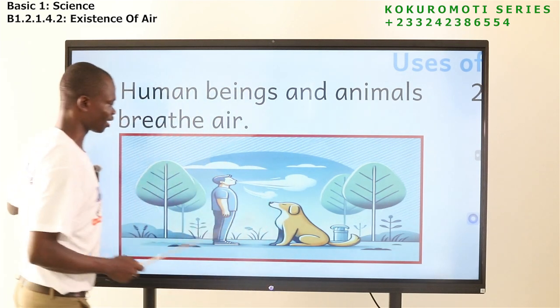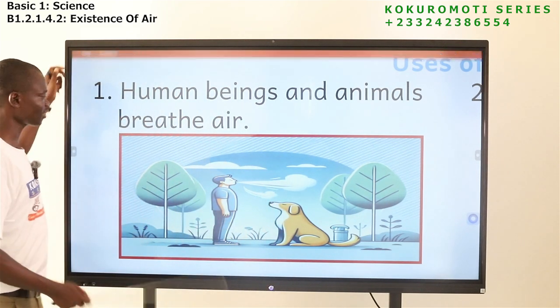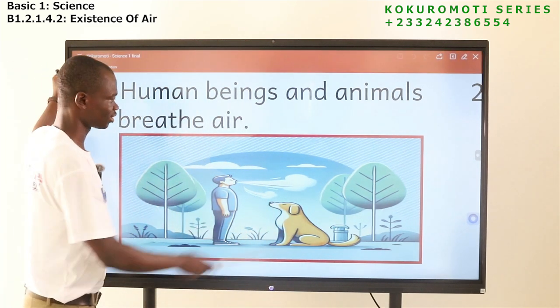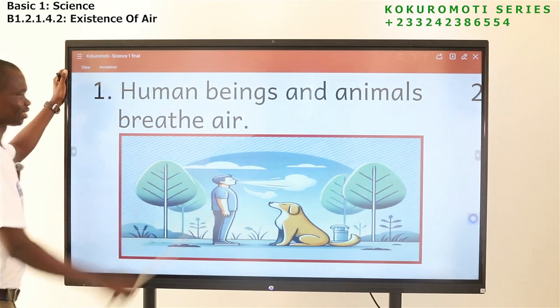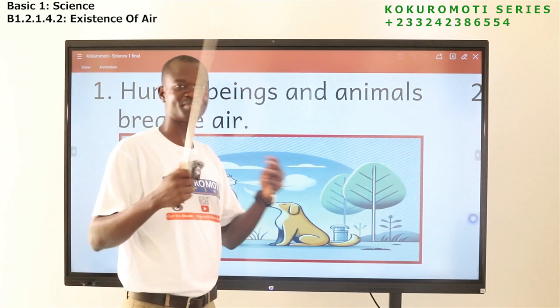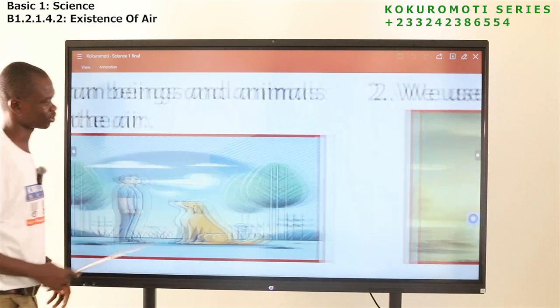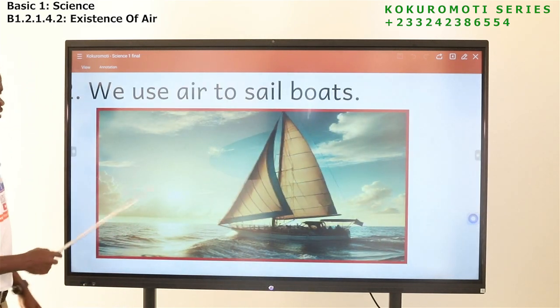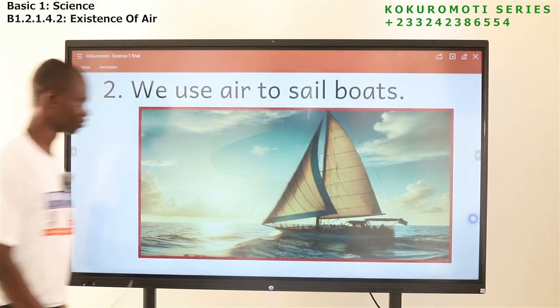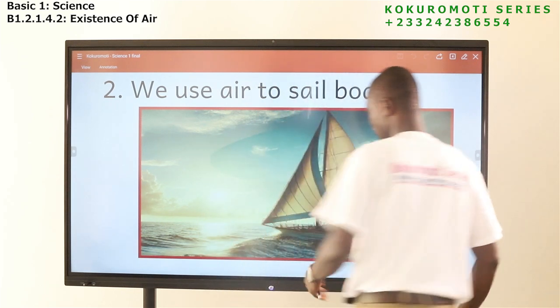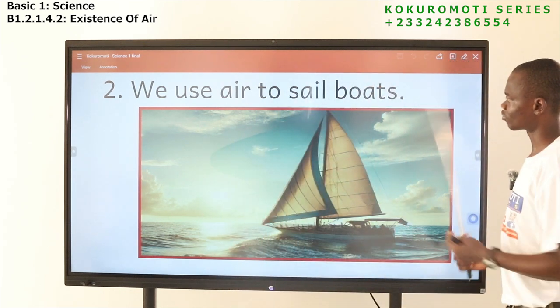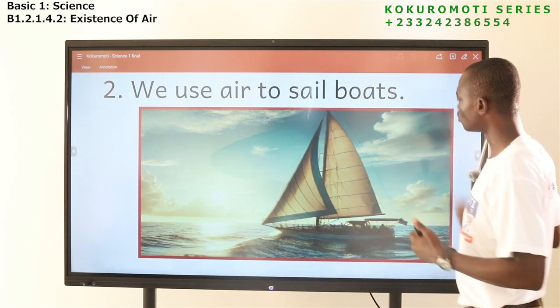So you see the man here, you see the dog, the plants, they all need air. We breathe air. Animals breathe air. Plants also need air. The next one is this. We are looking at uses of air. We are saying that we breathe air. Apart from that, we use air to sail boats.